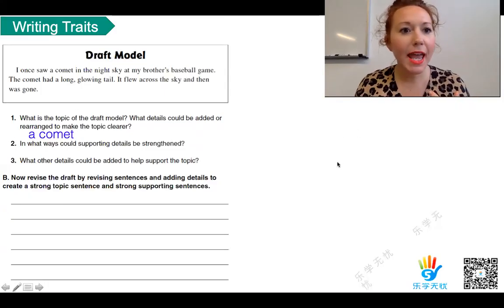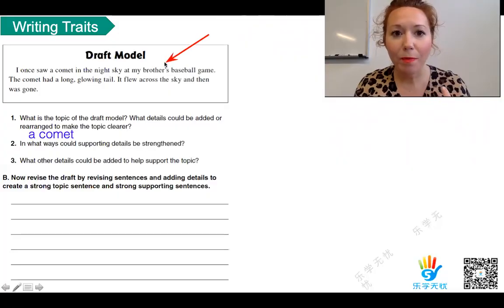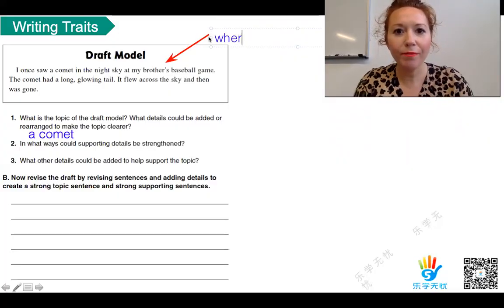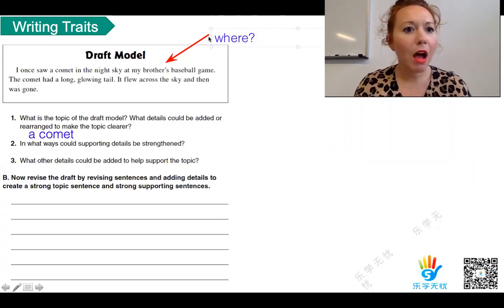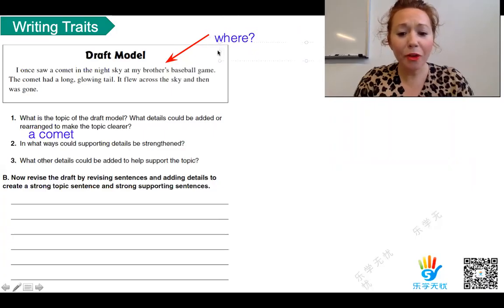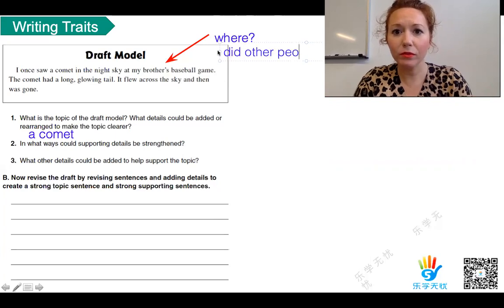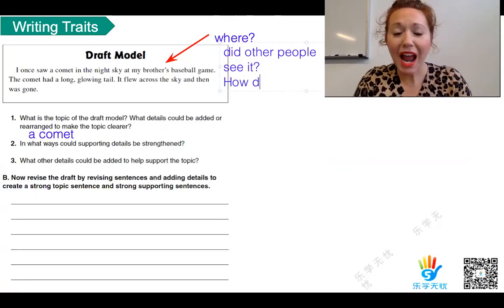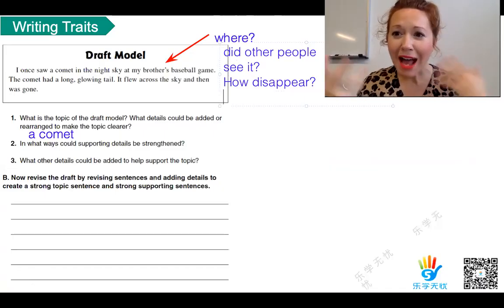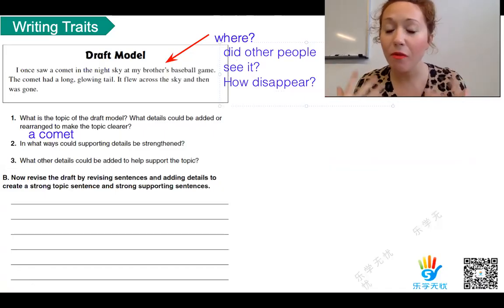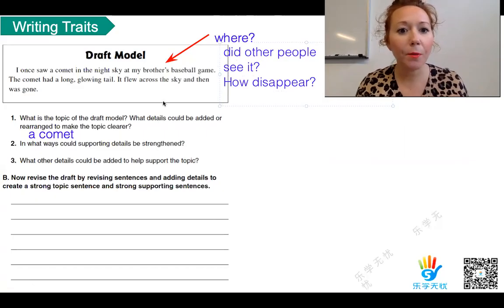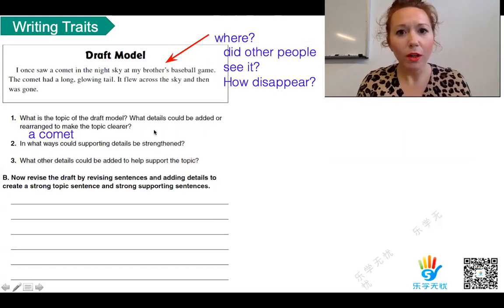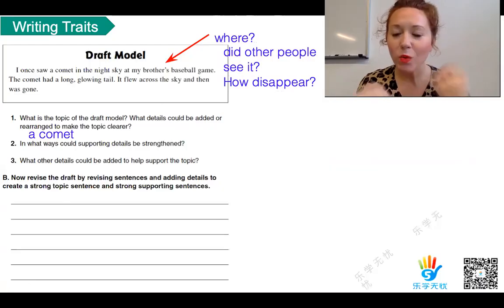Maybe we could say where at the baseball game. So maybe we could just write, where was it? Did other people see it? Maybe we could ask, how did it disappear? Now, asking ourselves questions can help us to give more details about the draft model. So let's go ahead and let's try to rewrite this with some more details about the comet.